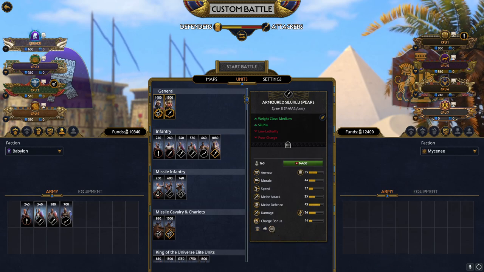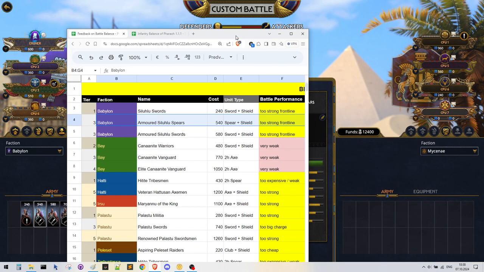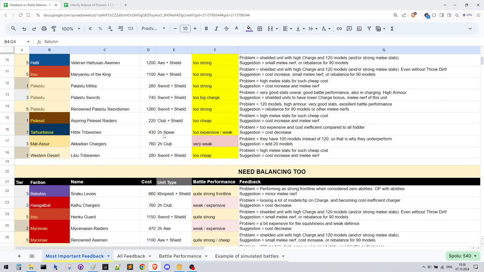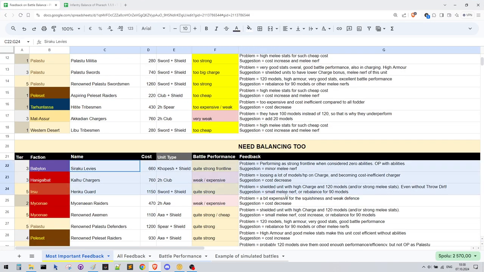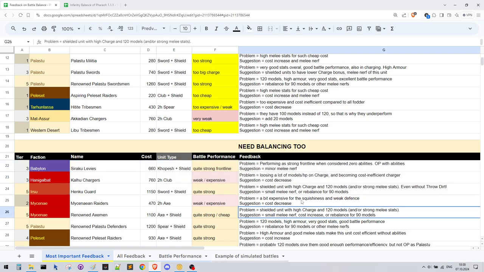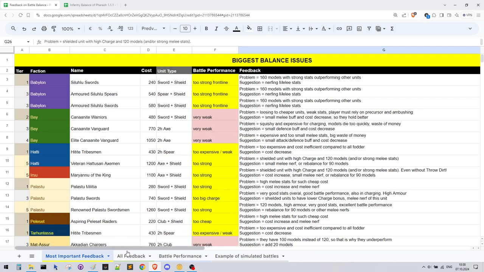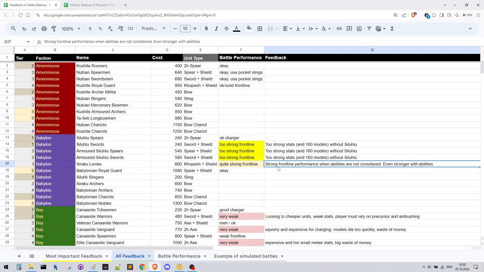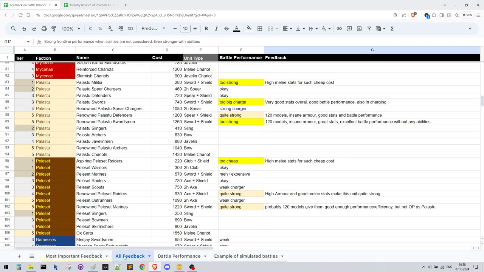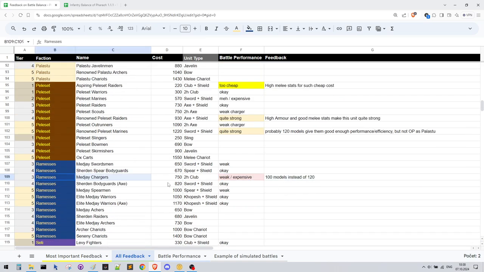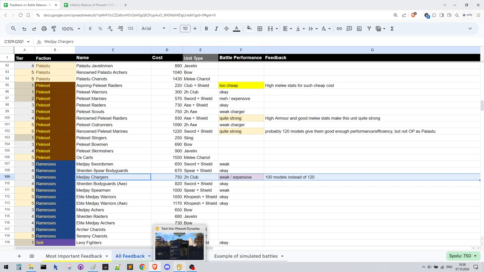I told you that I did some simulation. Yeah, this Excel is quite detailed. It is not just my opinion, it is not just by looking at the stats. There is real fighting of models versus models. So if you want to check every roster, every faction, you can see all my feedback in this second sheet. For example, Rameses has a unit with just 100 models instead of 120, and that's very likely why this unit is not performing very well.